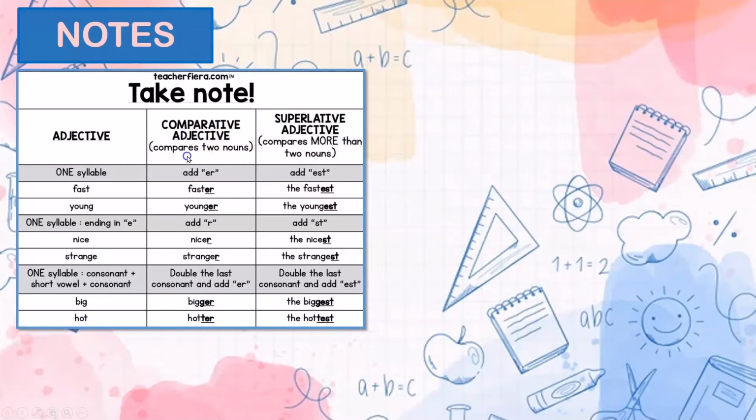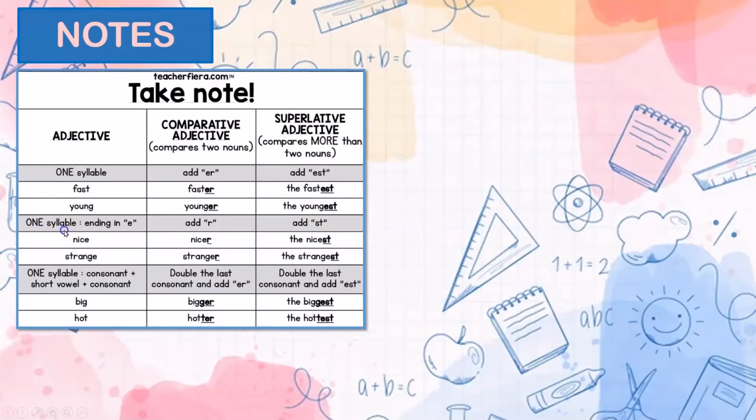Comparative adjective compares two nouns, while superlative adjective compares more than two nouns. For one syllable adjective, we just add ER for the comparative adjective and we add EST for the superlative adjective. For example, fast will be faster, we add ER, and then the fastest, we add EST for superlative. The word young will be younger in comparative adjective and the youngest for superlative adjective.